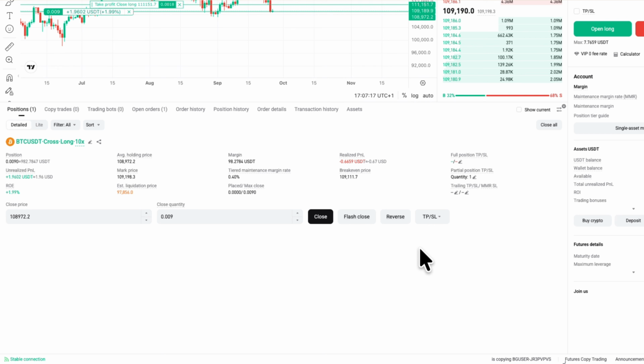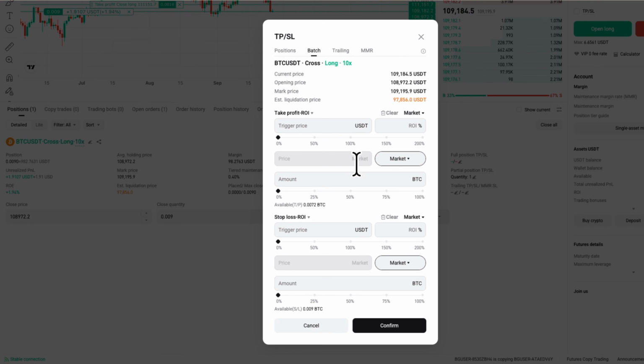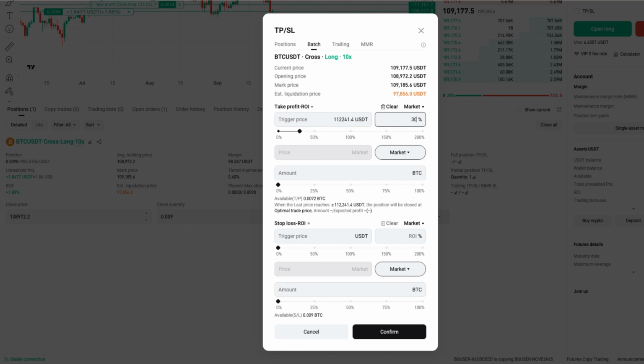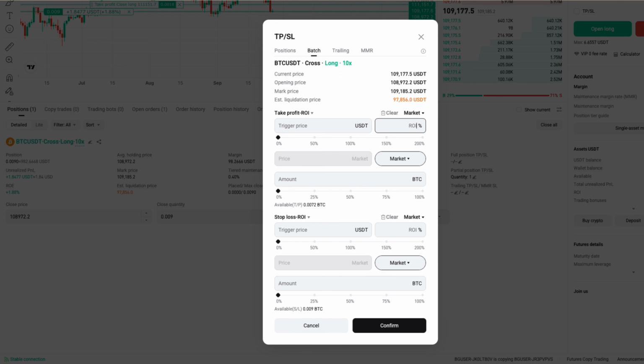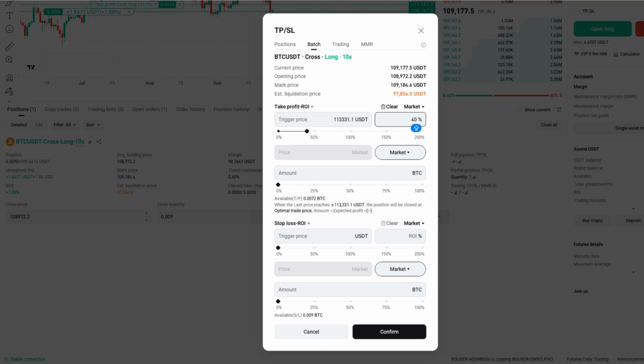Now for take profit 2, come here again to where it says this TP/SL, click on partial position, and then you come here again and enter the percentage you want to make on take profit 2. So let's say for take profit 2, I'm looking at 30% profit. Or let me move it to 40% profit right there for take profit 2.